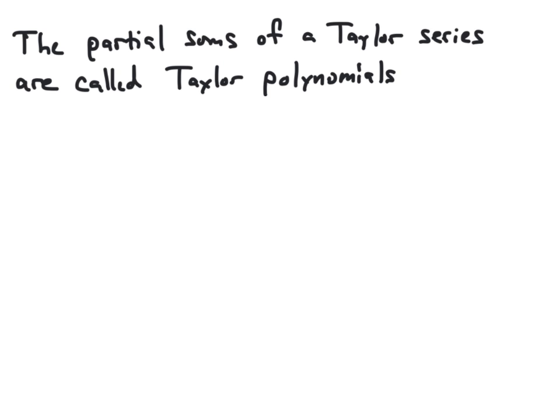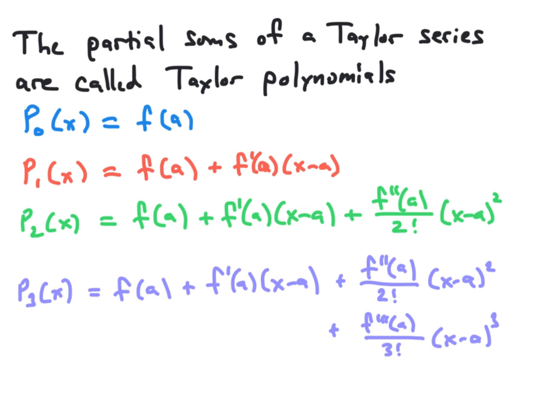As with any series, a Taylor series or a Maclaurin series of a function can be approximated by their partial sums. If we have a Taylor series for a function, we call the partial sums of that Taylor series the Taylor polynomials of our function. Here we have formulas for the first four Taylor polynomials, p sub 0, p sub 1, p sub 2, and p sub 3, where p sub k denotes the kth Taylor polynomial for our Taylor series.